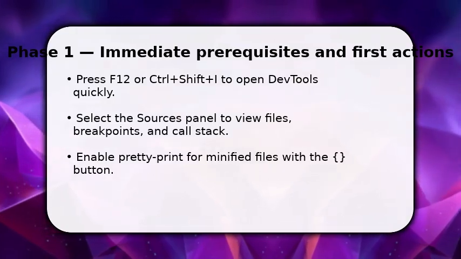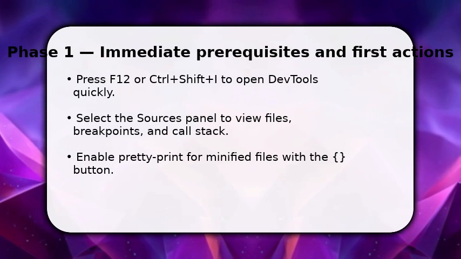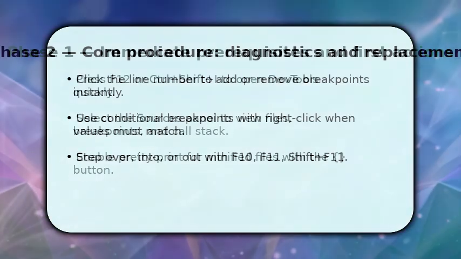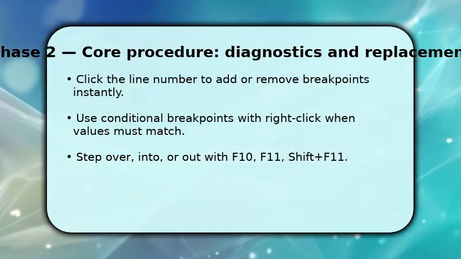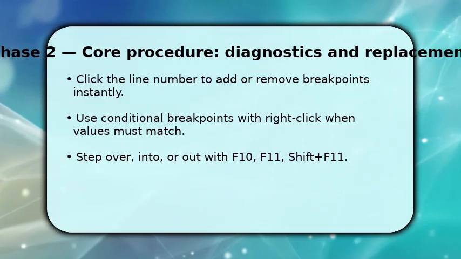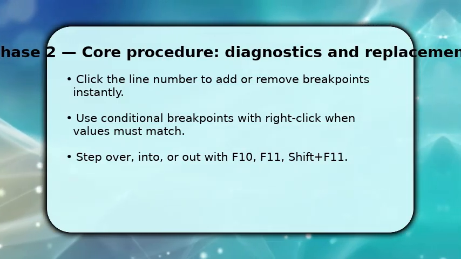You now set strategic breakpoints where you expect issues. Click the line number to add one and run the app to hit it. When logic depends on state, create a conditional breakpoint so execution pauses only when a condition is true.